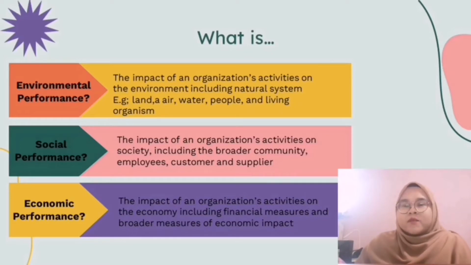Next is social performance, which refers to the impact of an organization's activity on society, including the broader community, employees, customers, and suppliers. Next is economic performance. Measures of an organization's economic performance include financial measures such as profit-based measures and cost performance. It can also include broader measures of economic impact such as the organization's impact on the broader economy and the organization's financial relationship with the government.